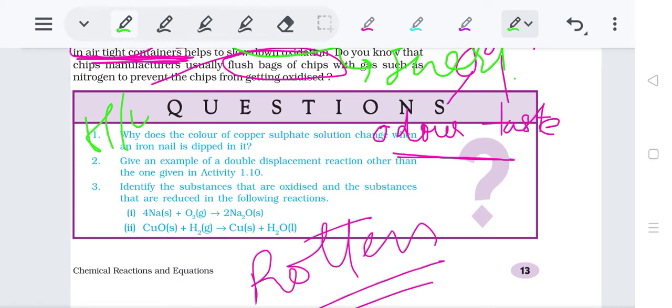So this is also your homework. These questions will be discussed if you want, for NCERT, in one short session, in which we'll be discussing all the questions of NCERT. So this was all for today. We have covered the types of reactions and corrosion and rancidity.